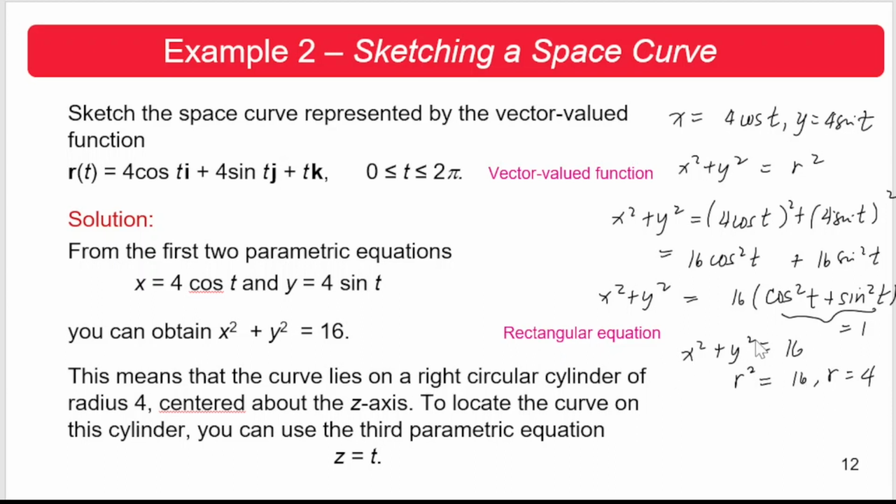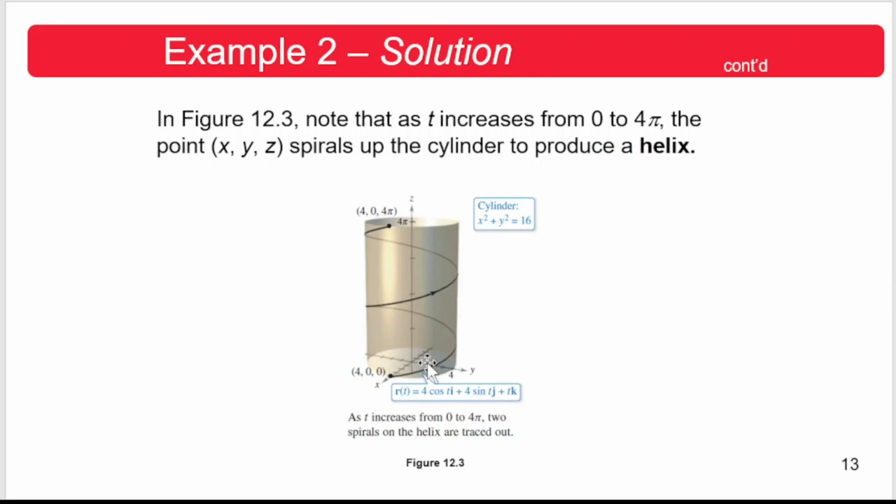Okay, so this means that the curve lies on a right circular cylinder of radius 4 units, and this is centered at the z-axis. So to locate the curve on this cylinder, you can use the third parametric equation, or the third component, that z is equal to t. So in this figure, this is the cylinder. The base is in the form of a circle of radius 4 units.